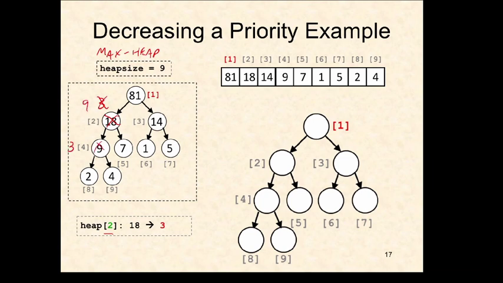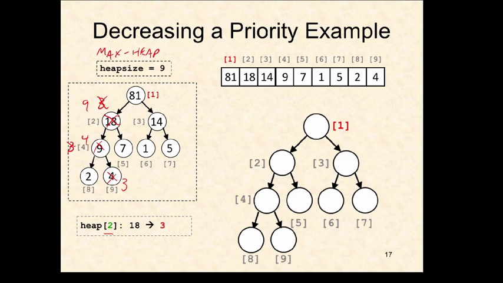And then we do it again. Left, right doesn't matter here. We've got to go with the highest priority child. So 4 moves up, 3 moves down. Now we've reached the level of a leaf. We can't go any further down. We must have restored the heap property. Yep.